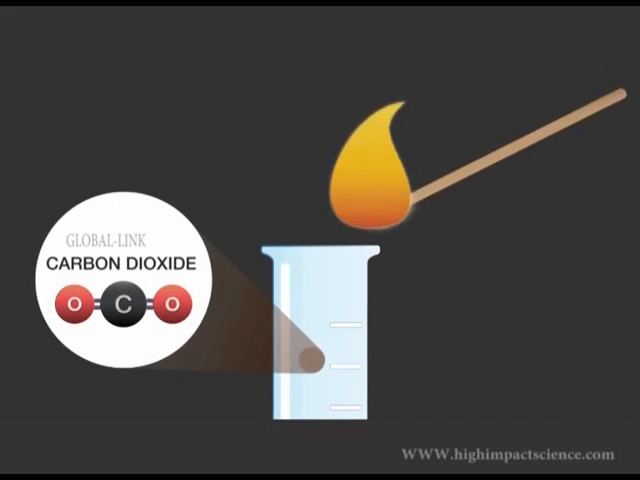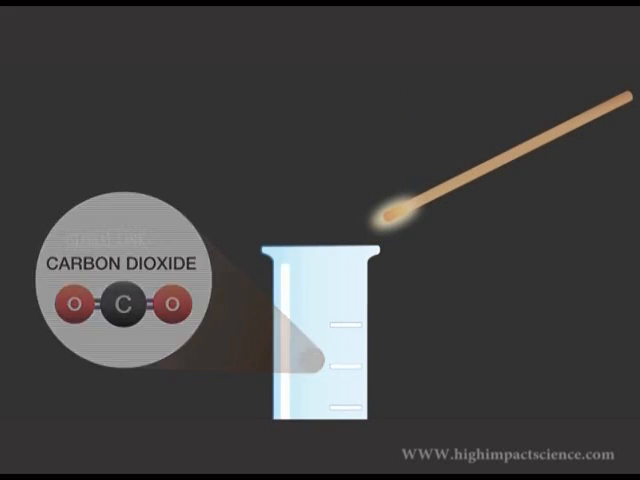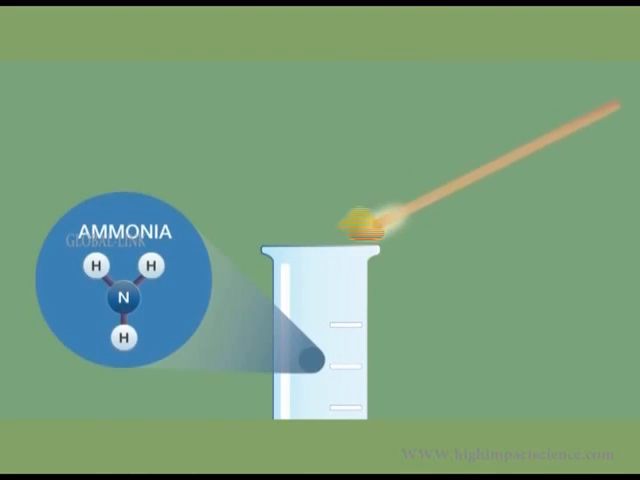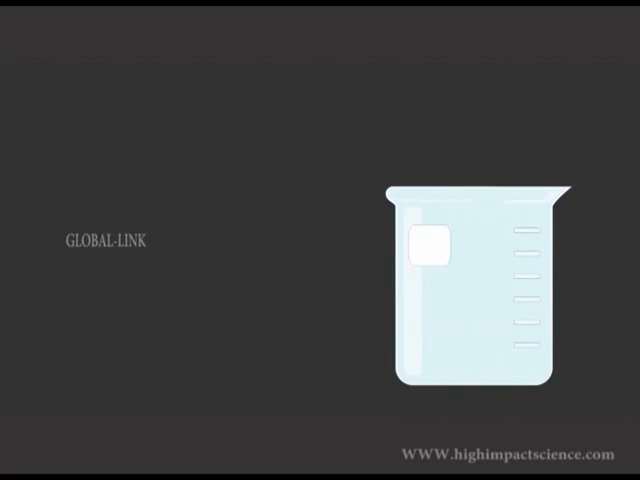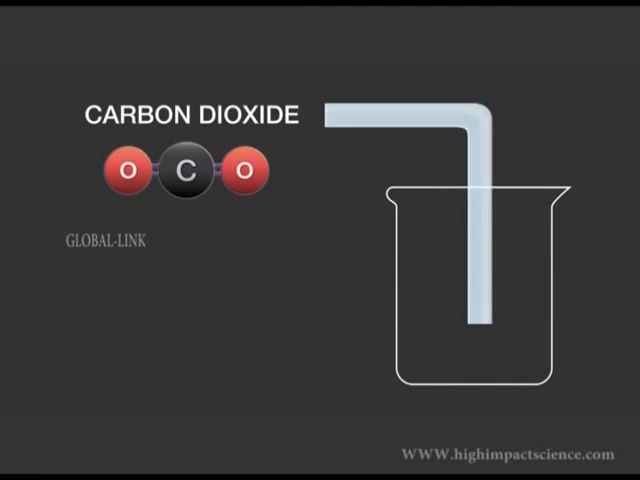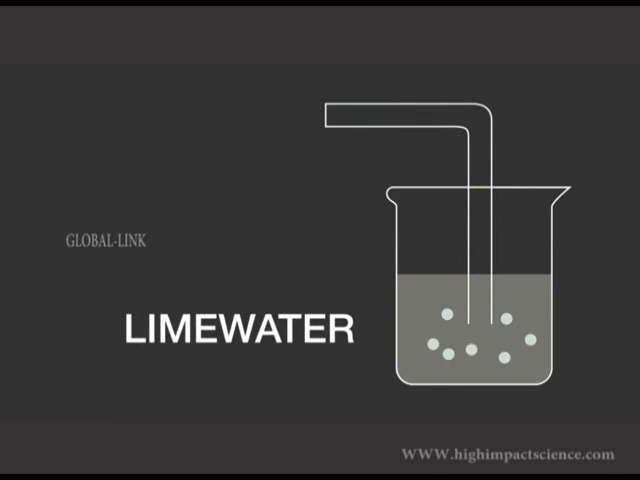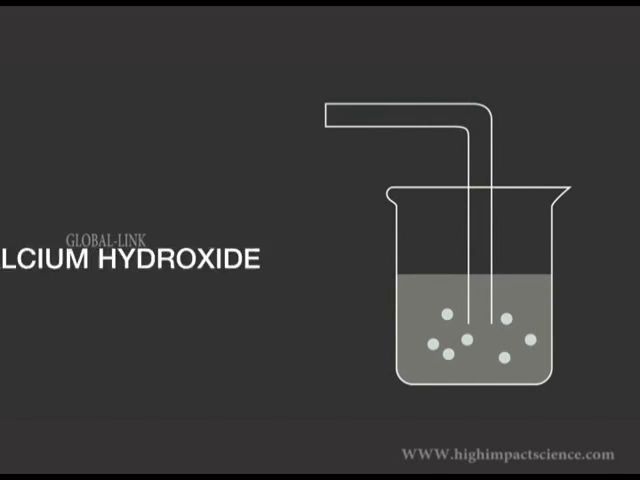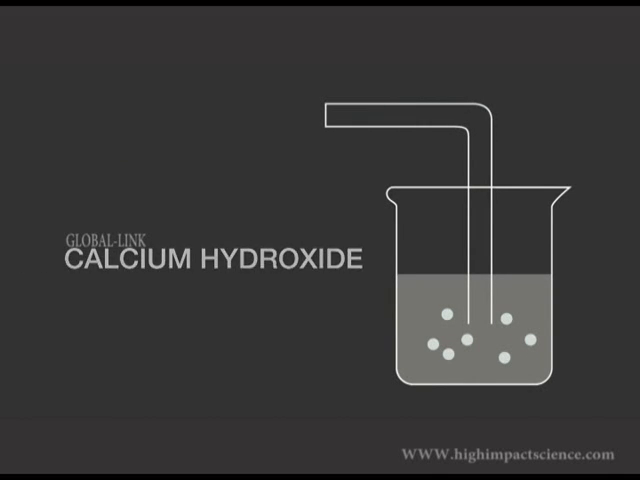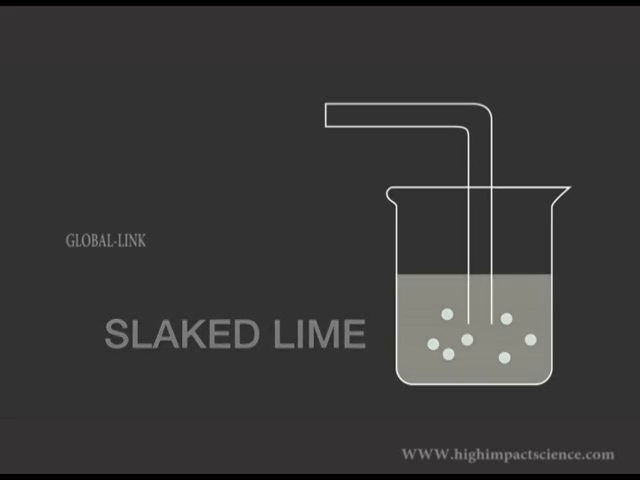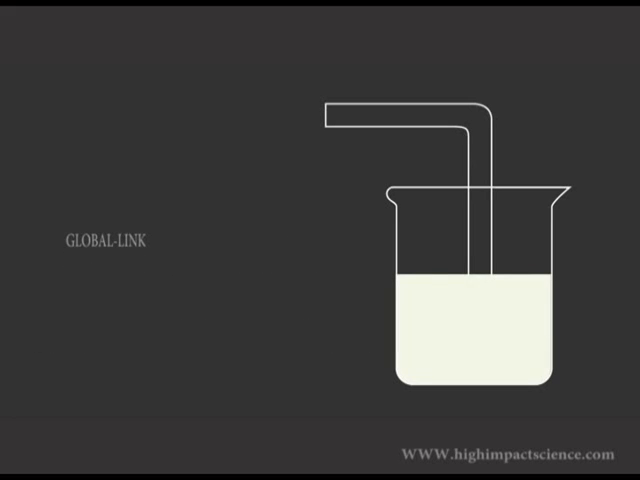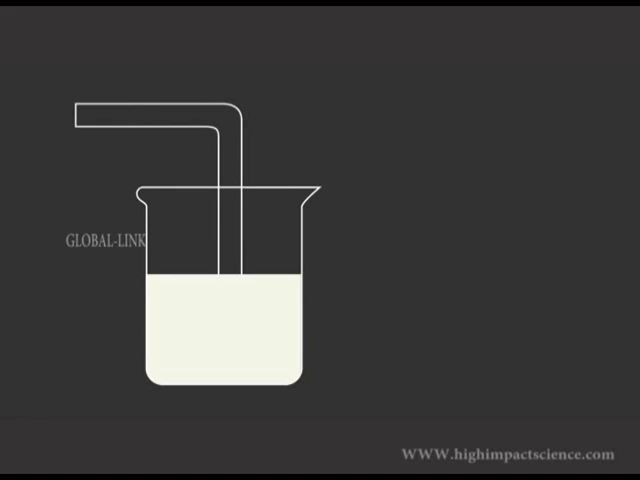Carbon 4 oxide will extinguish a burning splint, but the same will happen with ammonia. A more accurate test is to bubble carbon dioxide through lime water, which is an aqueous solution of calcium hydroxide, also called slaked lime. A white precipitate is formed due to formation of insoluble calcium carbonate.